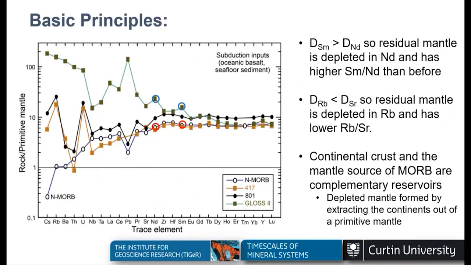And what you see on average is essentially what I just illustrated using the partition coefficients: that depleted mantle that's had crust extracted out of it is enriched in samarium relative to neodymium. And the converse of that is that the crust that you extracted is enriched in neodymium relative to samarium, relative to what you started with. And the opposite is true for the rubidium-strontium system. So rubidium is much more enriched than strontium in the crust, and obviously depleted in the residual mantle.